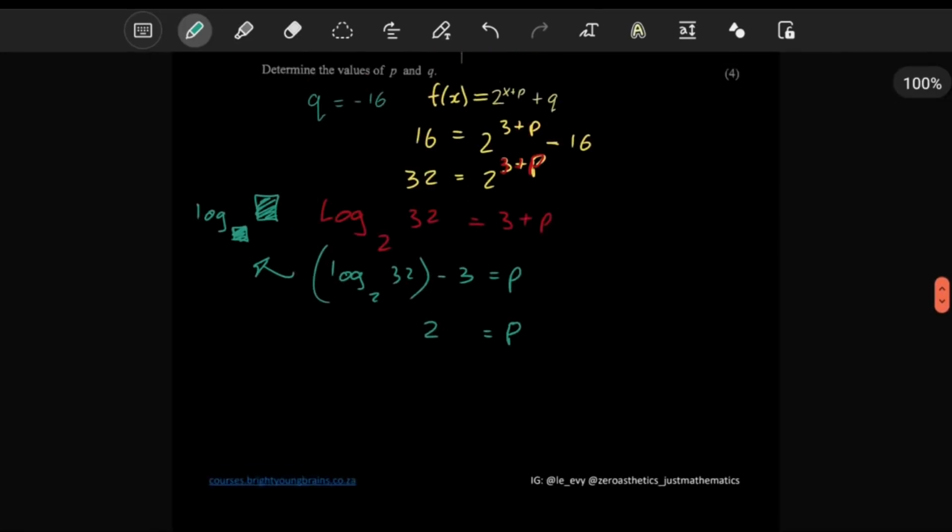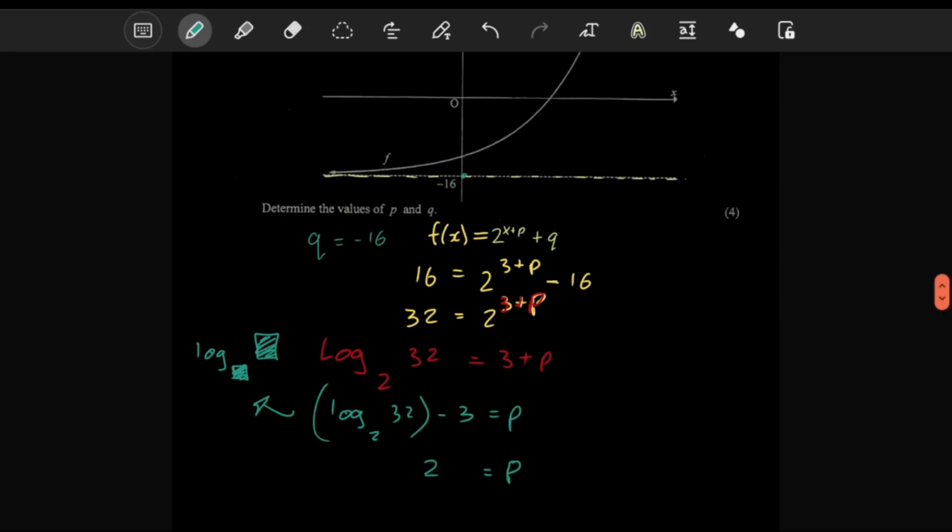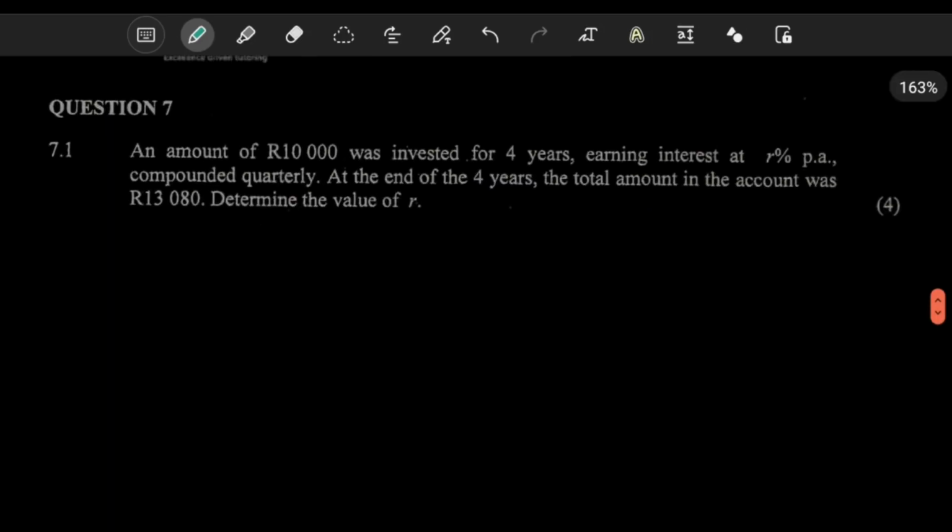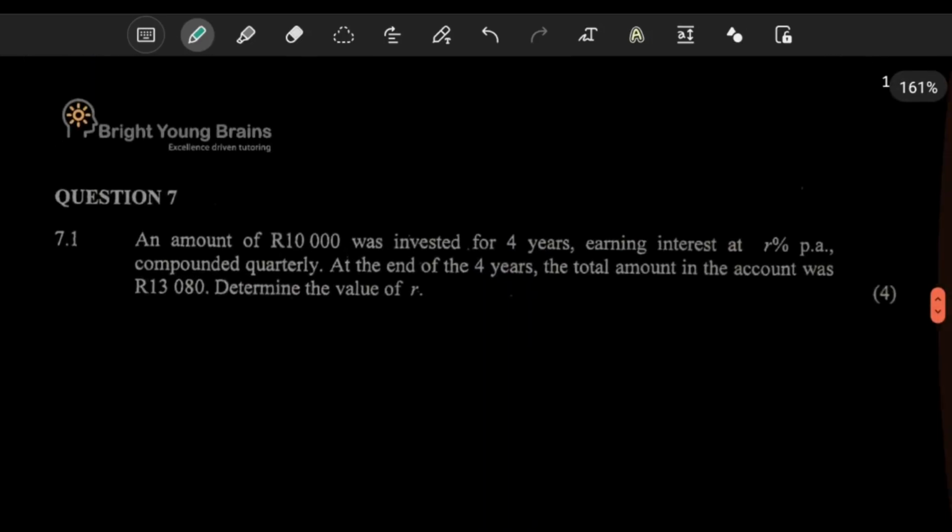We are going to work on but let's just show you this for a bit before we move on. We have moved on to question 7 now. Question 7 looks like it's gonna bring the heat.